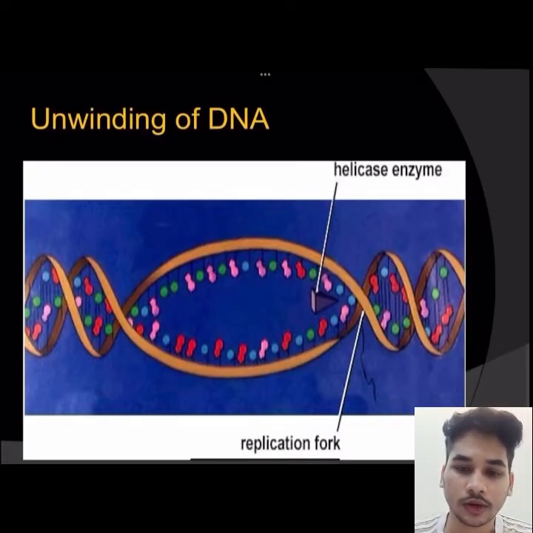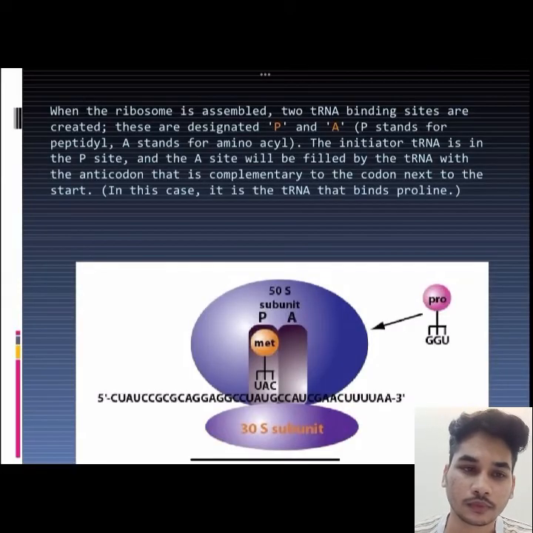So this is the unwinding of DNA. When the ribosome is assembled, two tRNA binding sites are created. These are designated P and A. So P stands for peptidyl, A stands for amino acyl. The initiator tRNA is in the P site and the A site will be filled by the tRNA with the anticodon that is complementary to the codon next to the start. So in this case it is the tRNA that binds proline.